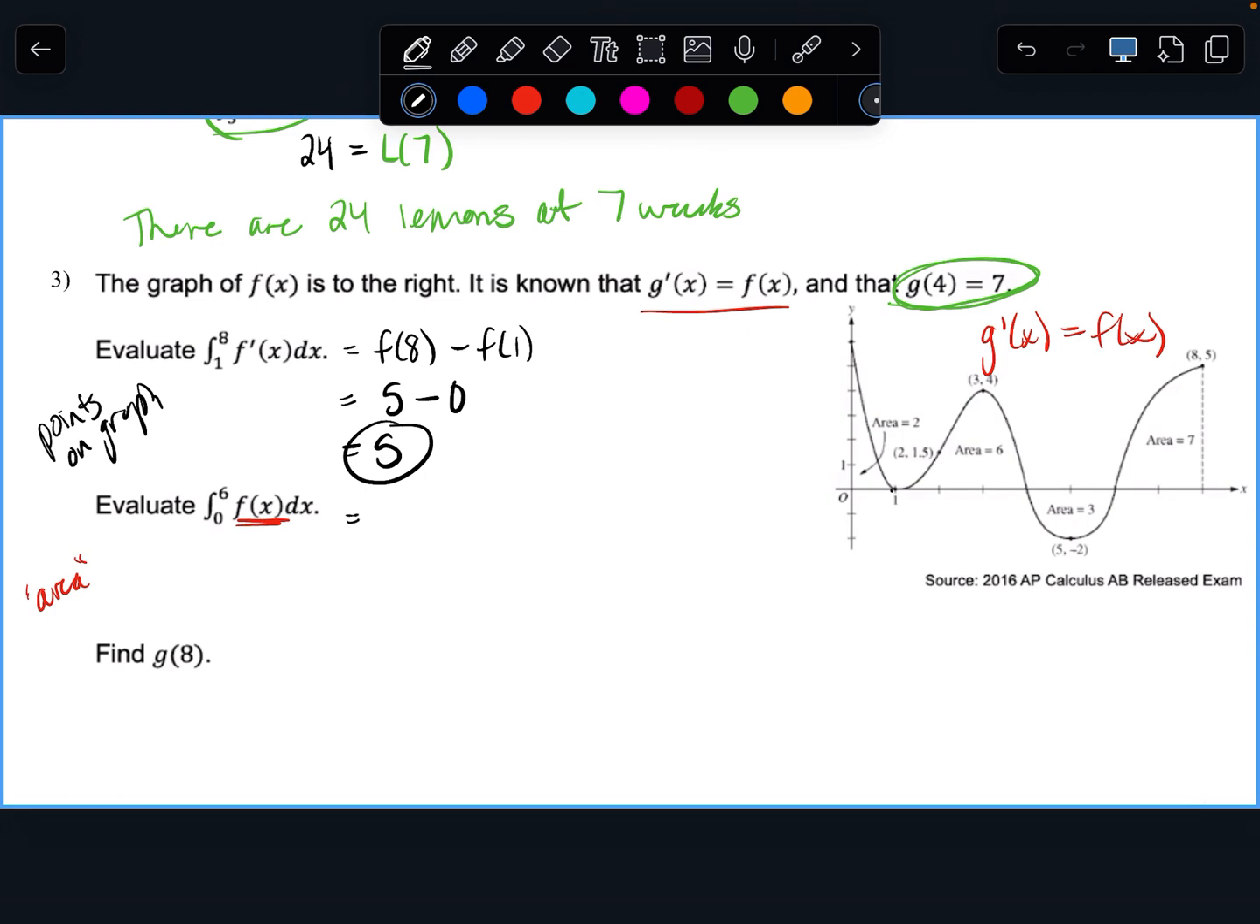So 0 to 6. So 2, and then we've got 6, and then we have to subtract the 3 because it's underneath the x-axis. So that's also 5, which is weird.